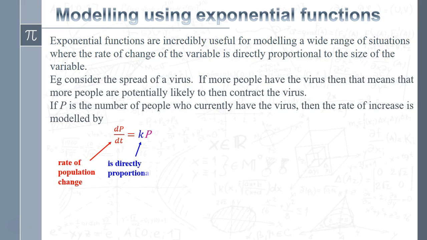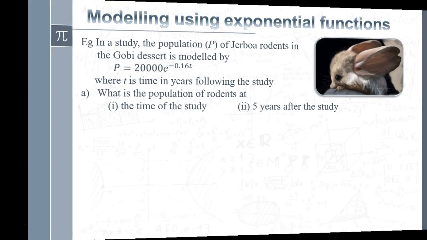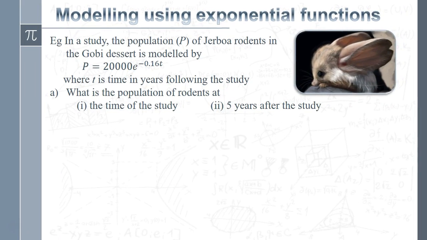Now, it looks very simple, but that's what I've just said: the rate of population change is directly proportional to the size of the population. In year one, we're going to use this in quite a simplistic way, so let's have a look at an example. I went out and tried to find the cutest looking rodent I can find. Look at the size of that, guys. It is absolutely massive. So, Jerboa rodents in the Gobi Desert.